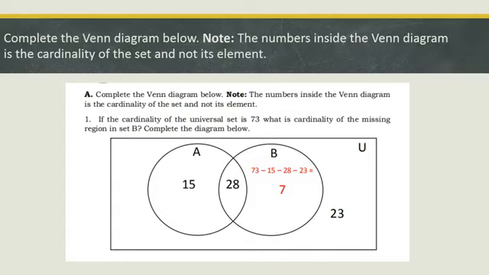Nakuha? So, if the cardinality of the universal set is 73, meaning ang total nga naa sa imong universal is 73, what is the cardinality of the missing region in set B? So, complete the diagram. If makita nimo, since 73 in total, gi-minus niya si 15, si 28, ug si 23. So, pag i-minus nimo na, that is equal to 7, then that's the cardinality of your B.